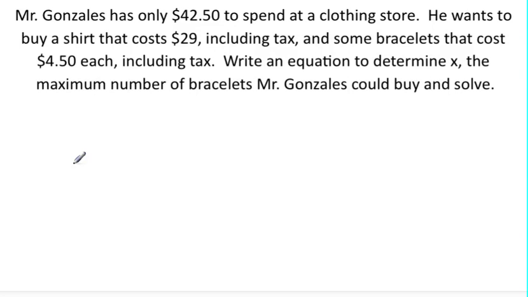Mr. Gonzalez has only $42.50 to spend at a clothing store. He wants to buy a shirt that costs $29, including tax, and some bracelets that cost $4.50 each, including tax. Write an equation to determine x, the maximum number of bracelets Mr. Gonzalez could buy, and solve.